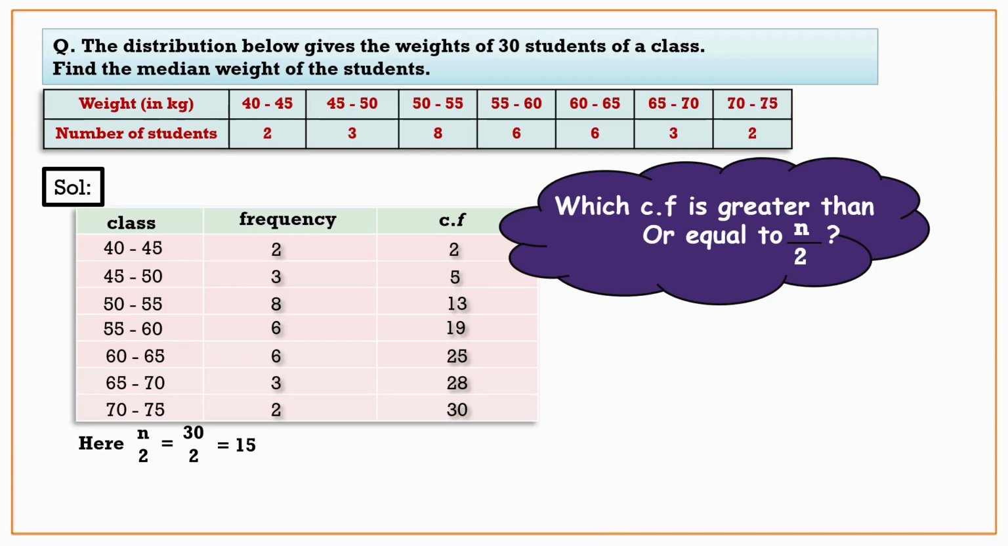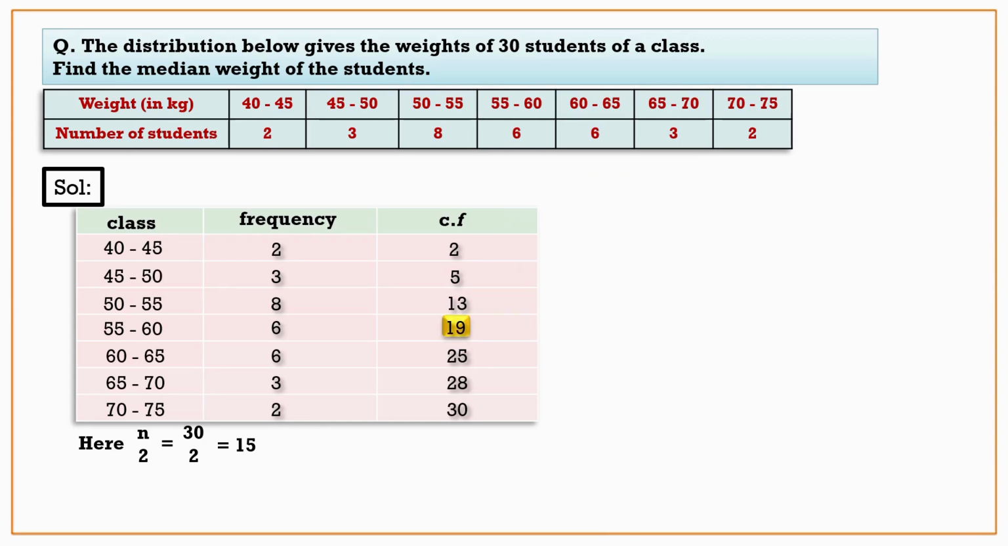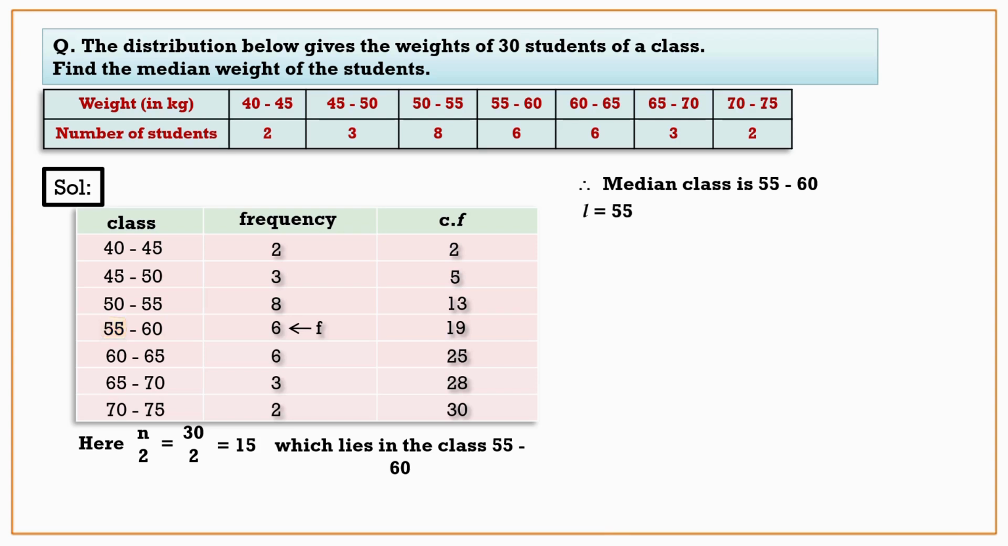Now we need to find the CF which is greater than or equal to n by 2. So let's find the CF value which is greater than 15. That is 19 over here. So that row is going to be the median class. If we take a look, 55 to 60 is the median class over here. And the corresponding frequency will be the f over here. So the median class is 55 to 60.